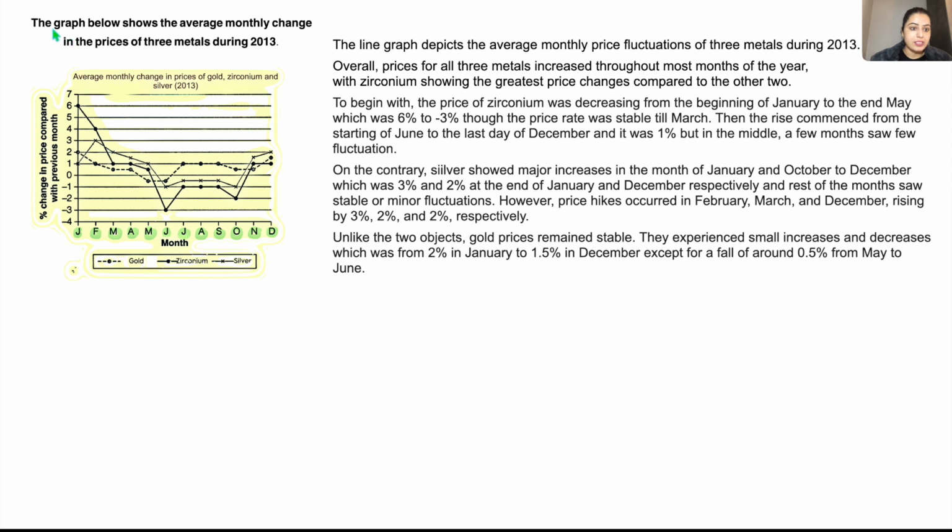And in this line chart, the question says the graph below shows the average monthly change in the prices of three metals during 2030. Alright, we have three metals: gold, zirconium and silver. Now we are gonna learn how we can evaluate as an assessor if I have to score it. So what thing I have to look upon first.